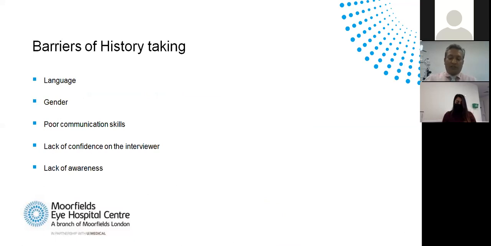Now, we have so far talked about the things that we need to know. Now, what are the barriers of history taking? One could be the language. The clinician may not be very familiar with the patient's language, or the patient may not be familiar with the clinician's language. So that can be a barrier. Gender, sometimes based on the social perspective, we may not feel very comfortable to ask something, or the person may not feel very comfortable to answer our questions. So that can be a barrier.